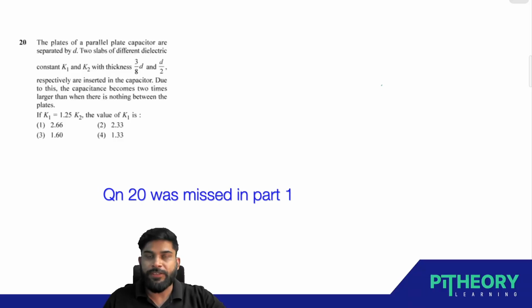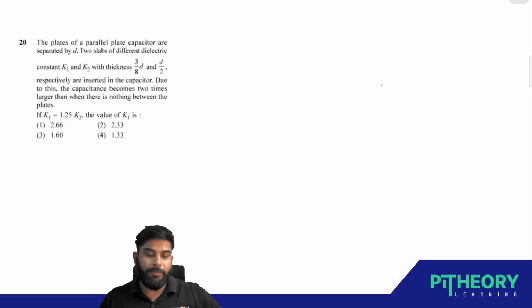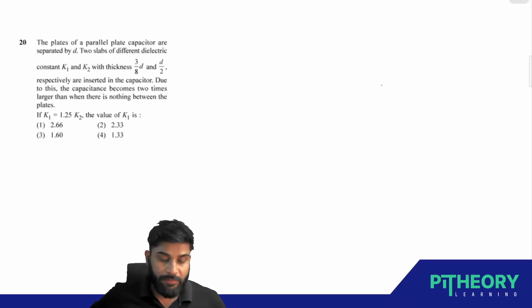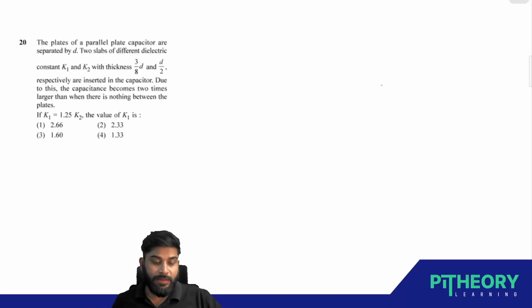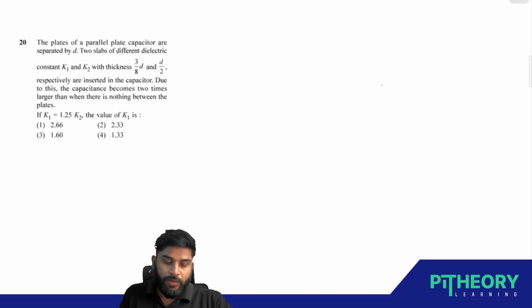The 20th question is on parallel plate capacitor. The plates of a parallel plate capacitor are separated by D. Two slabs of different dielectric constants K1 and K2 with thicknesses 3D by 8 and D by 2 respectively are inserted in the capacitor. Due to this, the capacitance becomes 2 times larger than when there is nothing between the plates. K1 equals 1.25 K2. You need to find the value of K1.